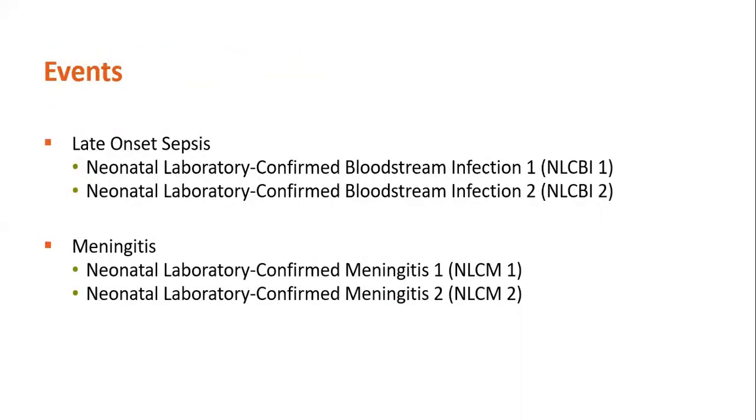So let's move on. As previously stated, we have two events under late onset sepsis that include the neonatal laboratory confirmed bloodstream infection 1 or NLCBI 1 and the neonatal laboratory confirmed bloodstream infection 2 or NLCBI 2. The neonatal laboratory confirmed meningitis 1 or NLCM1 and the neonatal laboratory confirmed meningitis 2 or NLCM2.